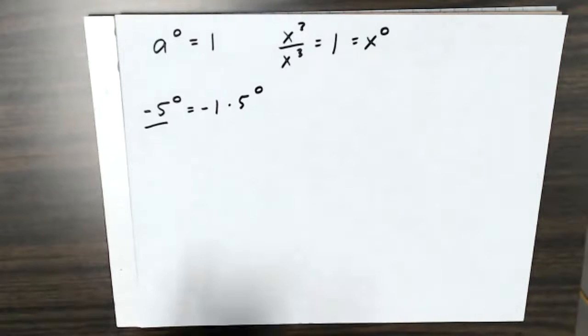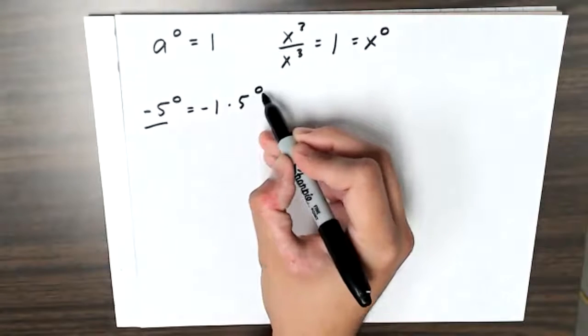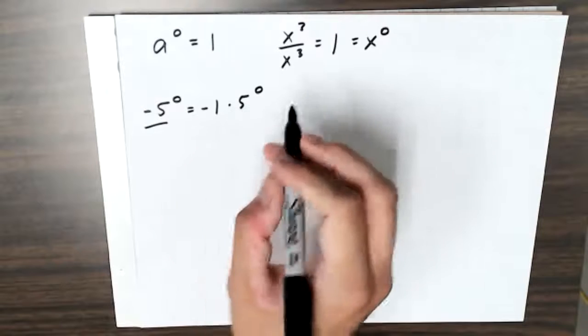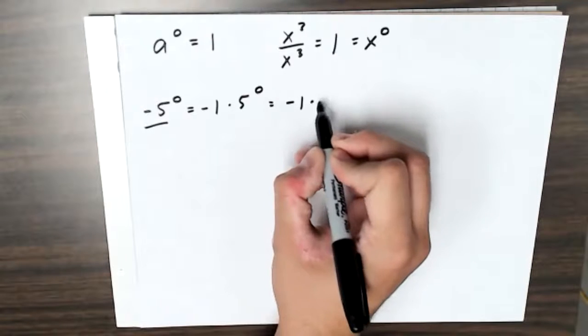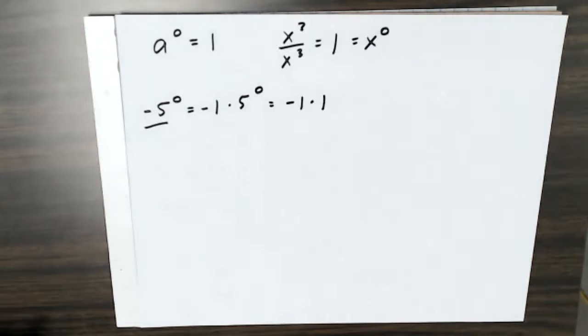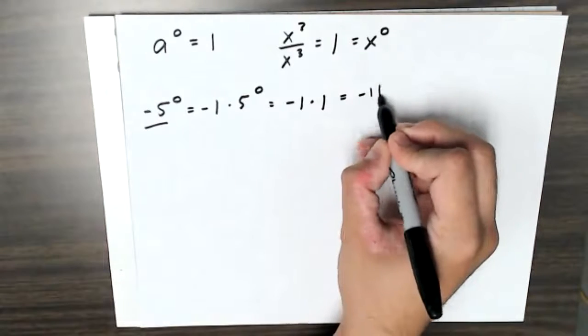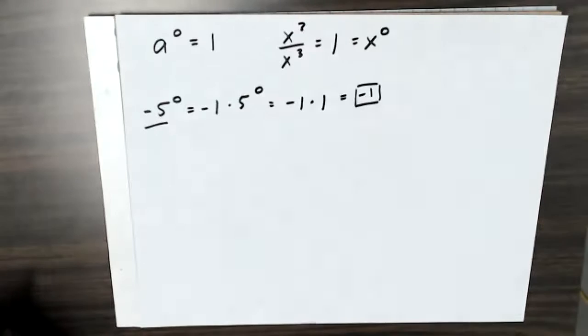So order of operations tells me, hey, I've got to raise that 5 to the 0 first before I do the multiplication, okay? So this would turn into -1 times 1 because 5 to the 0 is just 1, and -1 times 1 is just -1. So this would actually simplify down into -1.